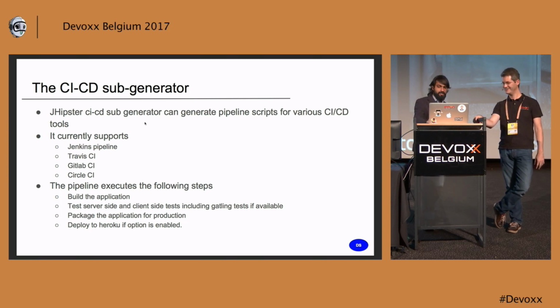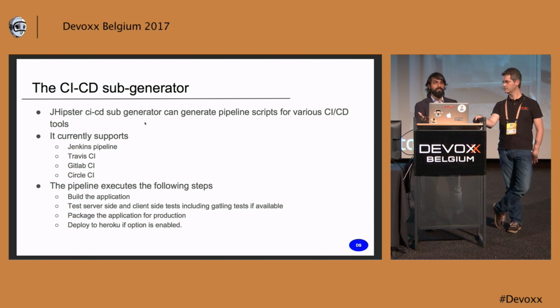So once the testing part is taken care of, we also have a CI/CD subgenerator. That means you can generate your pipeline using JHipster as well. Currently we support Jenkins, Travis CI, GitLab, and Circle CI. Once you fire up the subgenerator, it will ask you what kind of pipeline you want to use. You can choose it, and it generates a configuration file for that. For Jenkins, it generates a Jenkins pipeline with all basic steps like compiling your application, building your application, testing your application, running E2E tests and stuff like that, and even deploying.